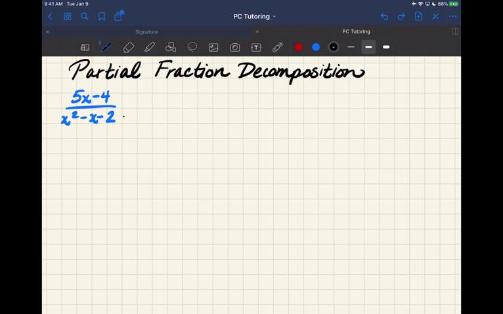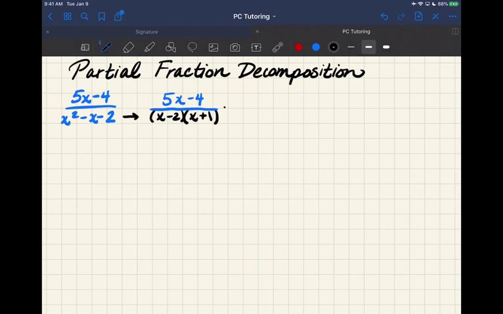Notice the bottom can be broken apart into x minus 2 and x plus 1. This is factored into two pieces. If you need some review with factoring, I highly recommend looking up the videos on YouTube. They're super helpful, and it doesn't hurt to review. Now let's start doing the partial fraction part. This is where it gets interesting.